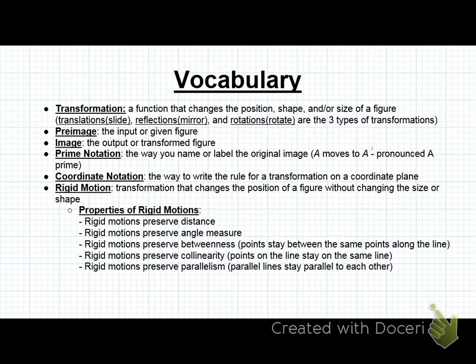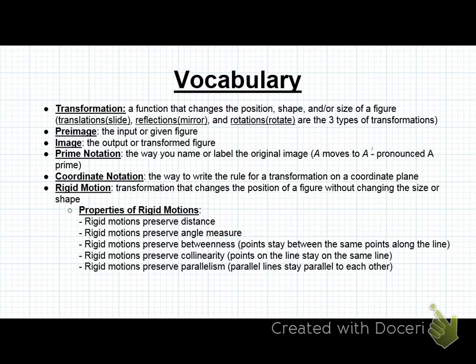Thank you. Coordinate notation is when we have the 2 points. And then a rigid motion is a transformation that changes the position of a figure without changing the size or shape. Okay? So here's some properties from the video. You can read through these. So these are some of the rules. But basically the big idea is we are keeping the original shape.